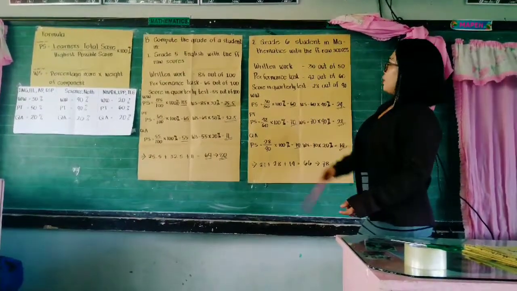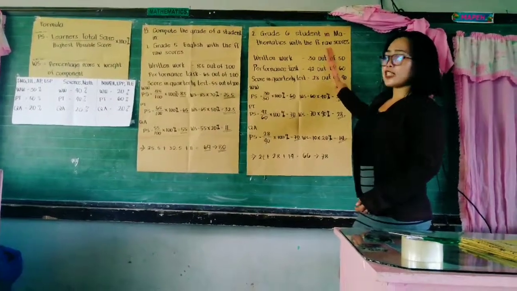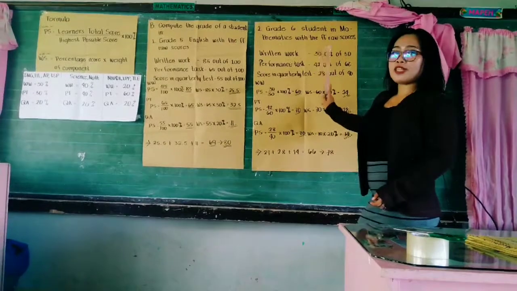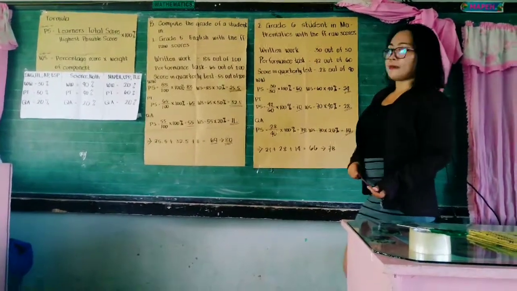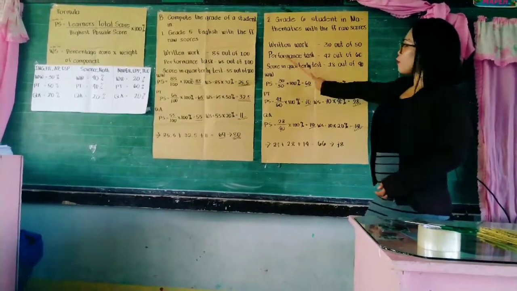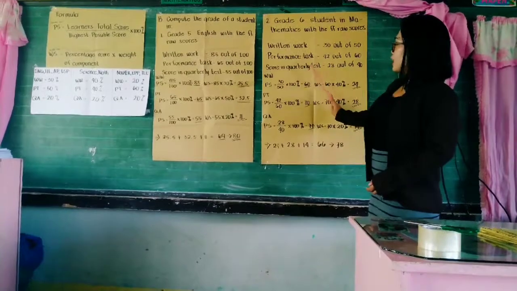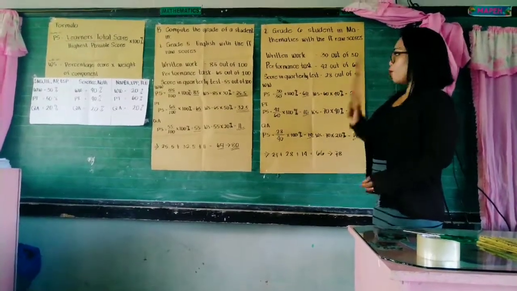For number 2, a grade 6 student in mathematics with the following raw scores. This time, we are going to compute the grade of a grade 6 student in mathematics. For written work, 30 out of 50. Performance task, 42 out of 60. And score in quarterly test, 28 out of 40.